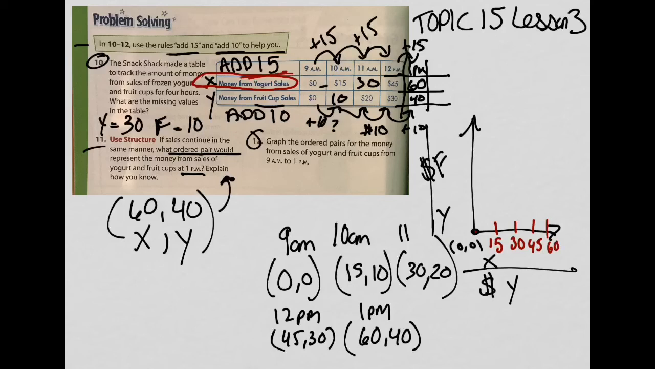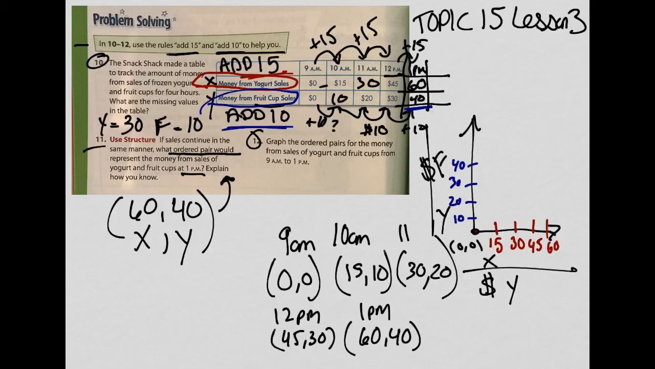Now let's look at the y-axis. The y-axis was adding 10 each time. So I'm just going to count by 10s on my y-axis. So 0, 10, 20, 30, 40, and that's as high as I have to go because my greatest value is 40 on that y-axis. So now I need to plot them.